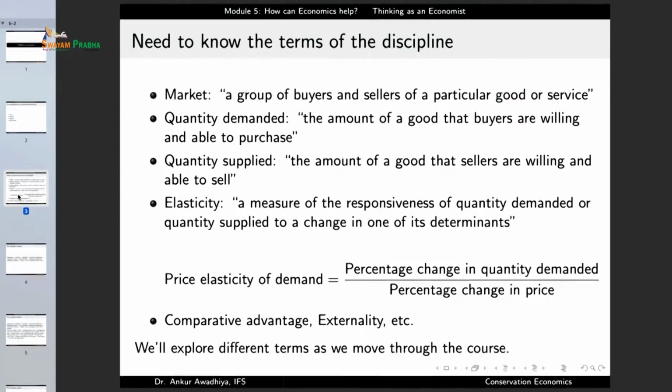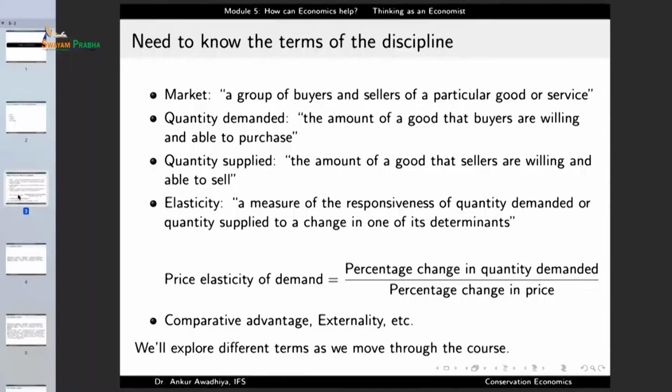There are a number of terms in economics, and to understand any field, it is important that we know the language of the field. For instance, when an economist says that the market is going up or the market is going down, or the market is essential for such and such society, or the market says so, what does this market refer to? Is he referring to your local market? Is he referring to the stock market? Is he referring to something else? To understand the language of an economist, it is important to know the terms that an economist uses.